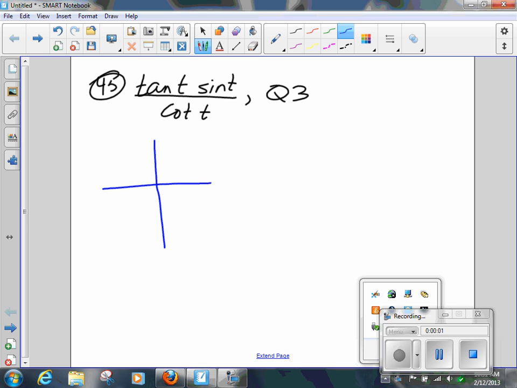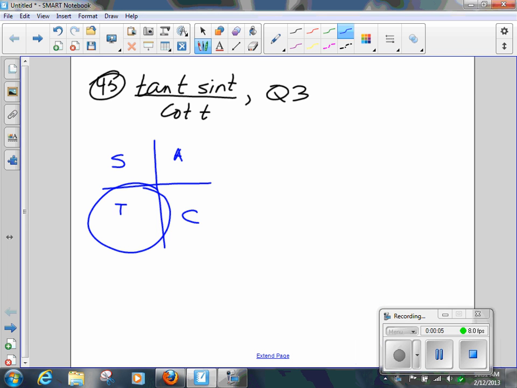Quadrant 3, if you use All-Star Trig Class, and here I am, the ordered pair is negative, negative, which means cosine and sine are negative, but tangent has to be positive. Tangent and its inverse is positive. So check this out. The sign of tangent in the third quadrant is what? What is it? Positive.